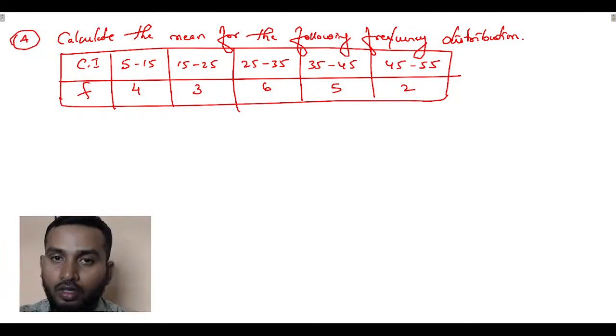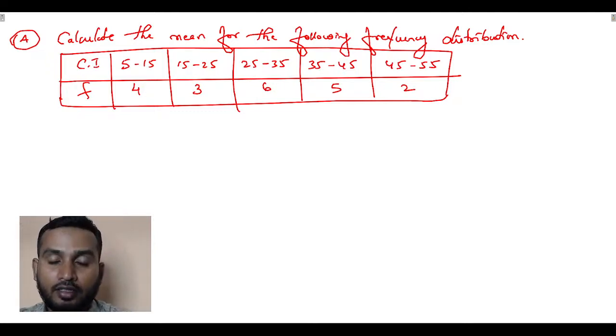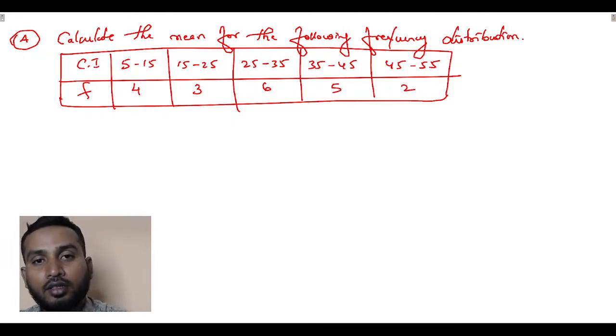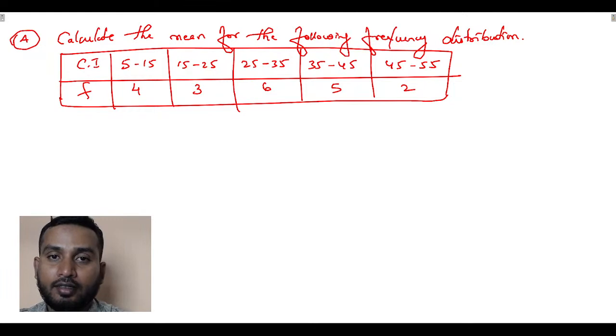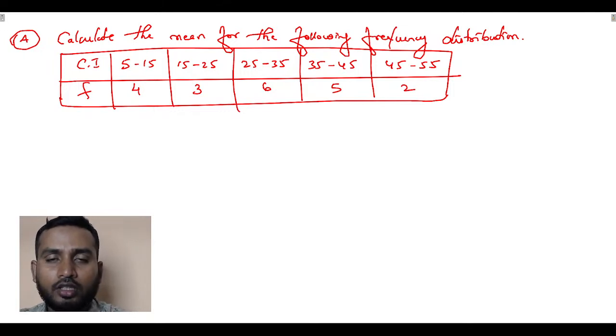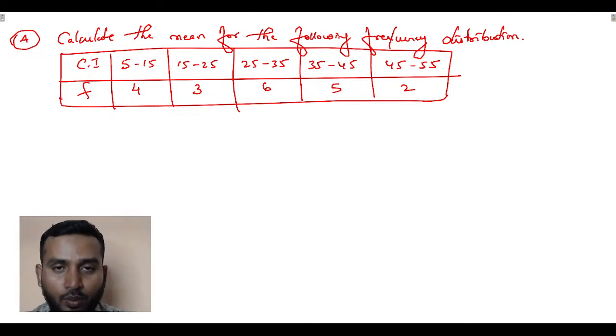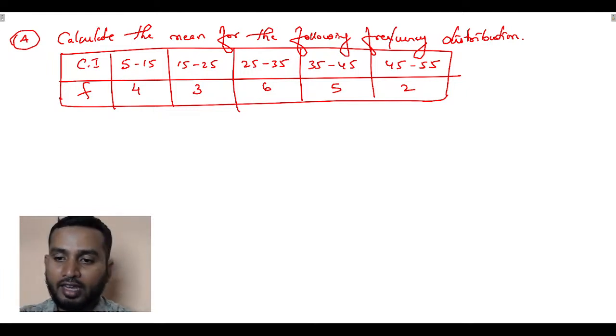Understood? To find mean, how many methods are there? Actual mean method, that is also called as direct method. Second, assumed mean method. Third, step deviation method. If we see the trend from past years, most of the students are solving the mean by using actual mean method, that is called as direct method. So, now at this moment I will be solving by using direct method.